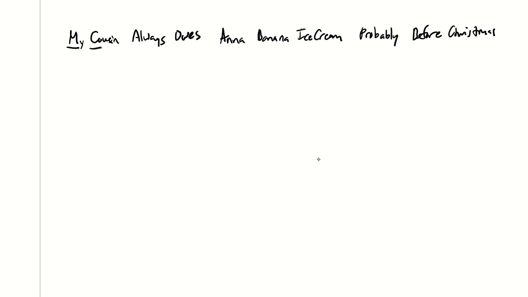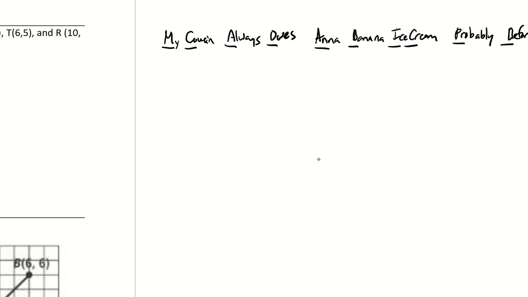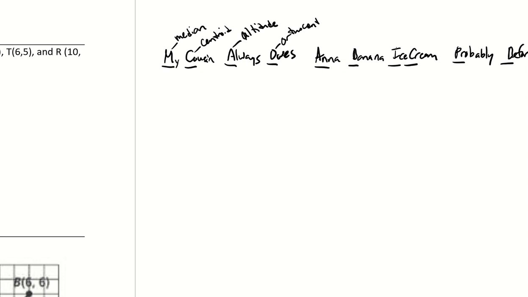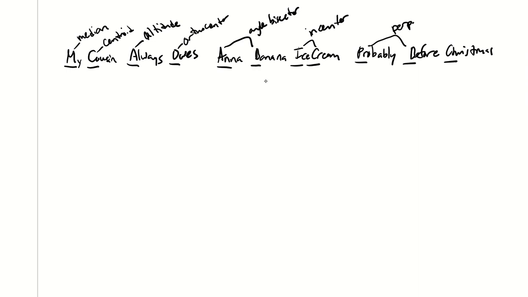So here's what it does. It tells you, so you have MC, AO, AB, IC, PB, and C. And what these stand for are these. M stands for the median. C stands for centroid. A stands for altitude. O stands for orthocenter. AB stands for angle bisector. AB is angle bisector. And then IC stands for incenter. PB stands for perpendicular bisector. And then C stands for the circumcenter.